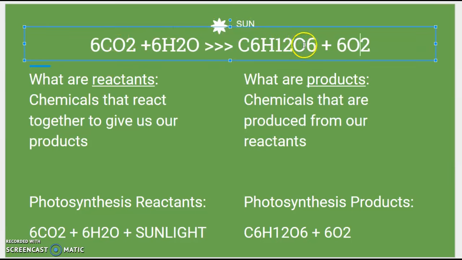Now on the right side of the arrow, these are called your products. It's whatever is produced. Okay, so in this case, our photosynthesis products are glucose, which once again is C6H12O6 or sugar, and oxygen. So our products are what is produced through this reaction.